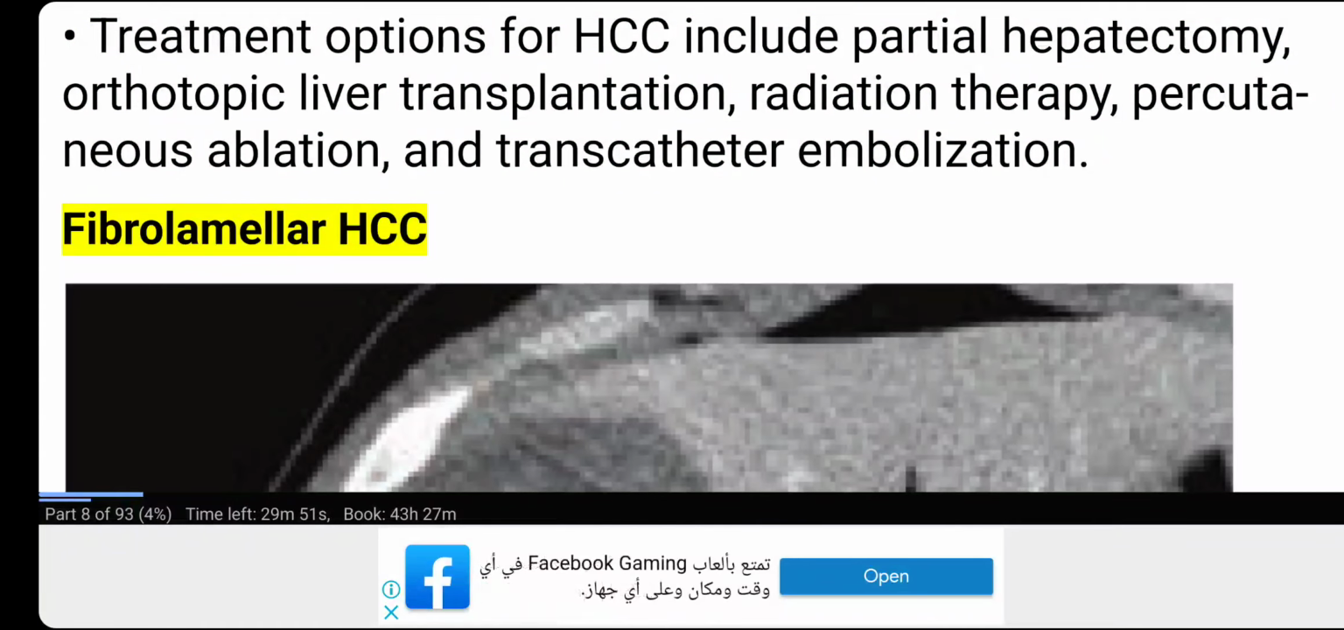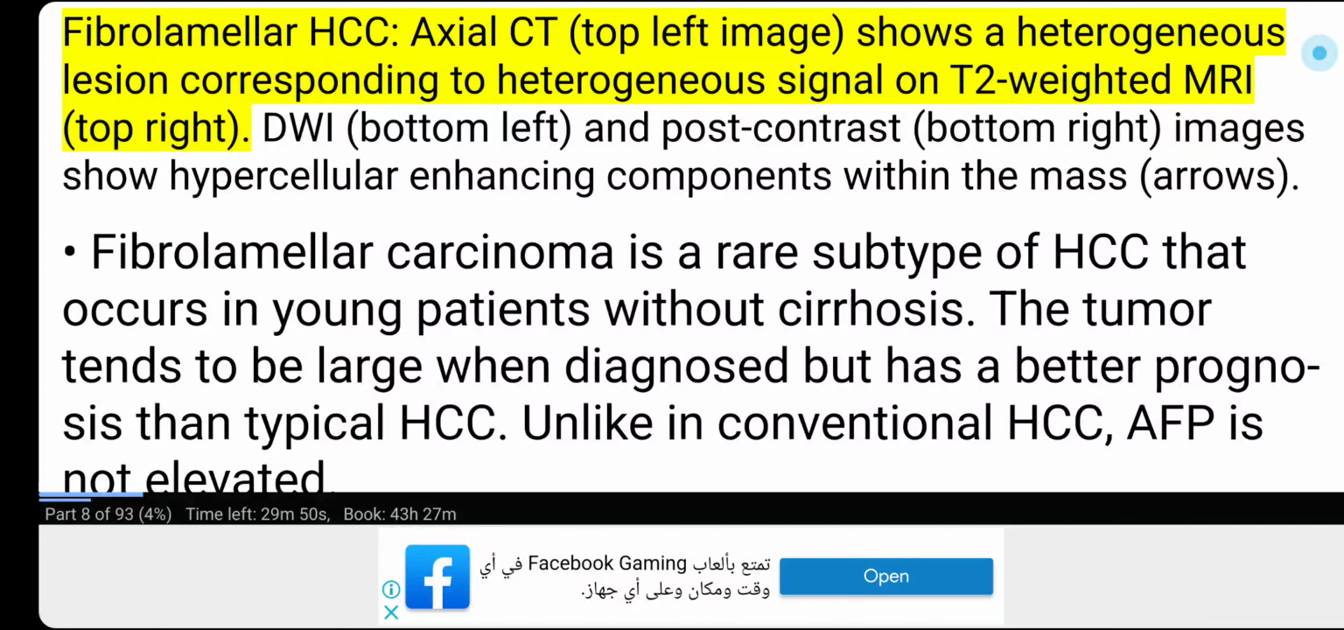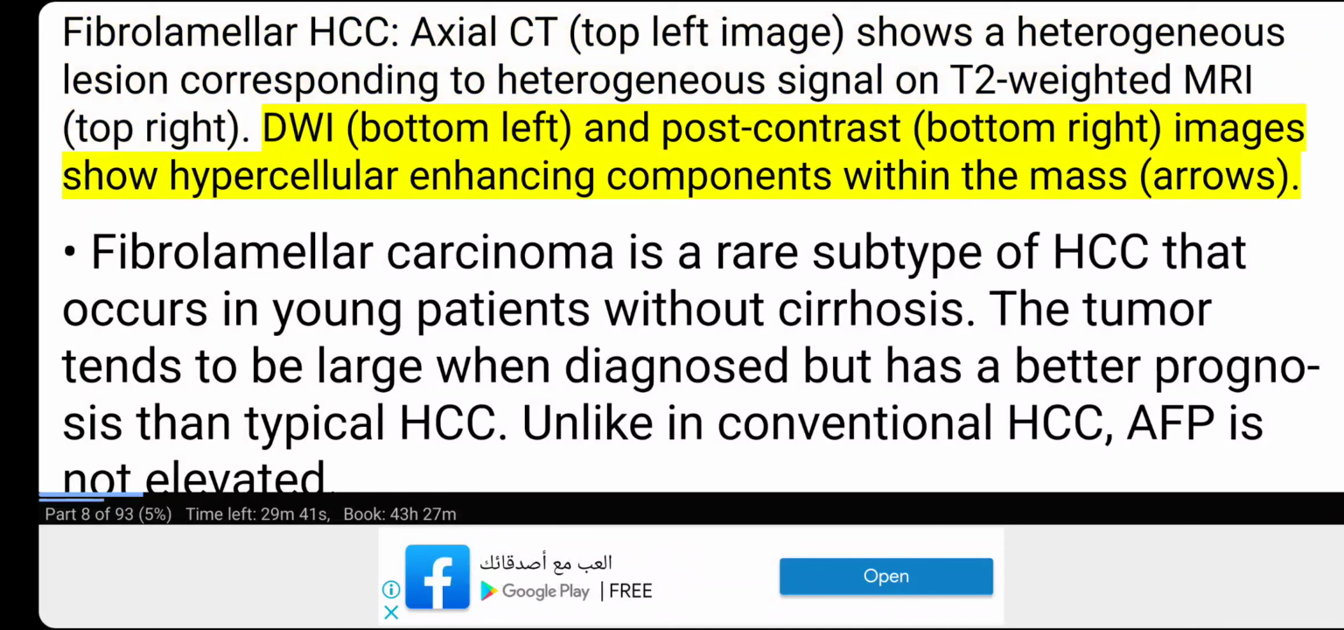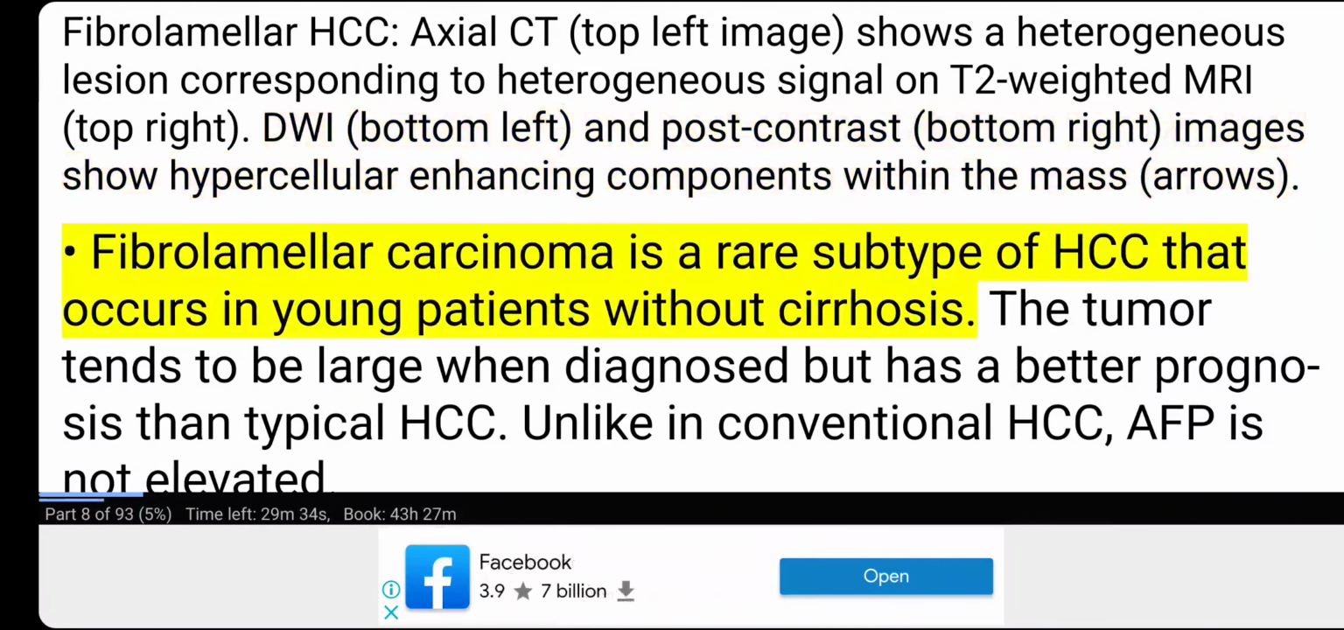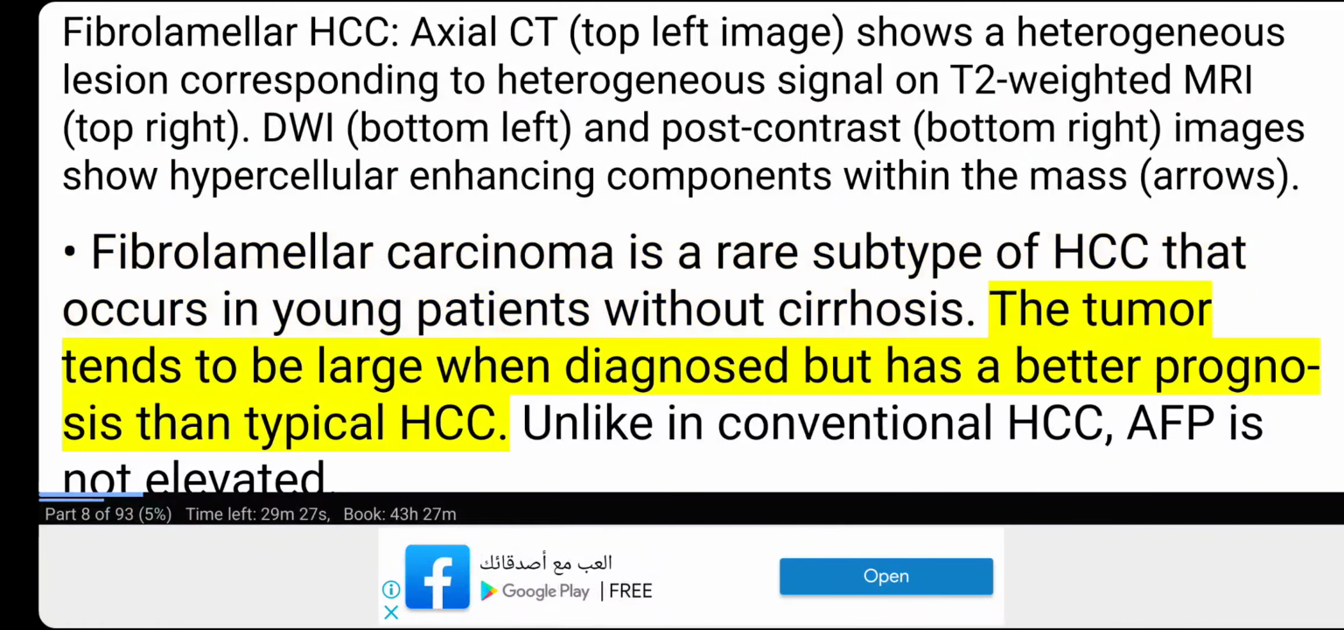Fibrolamellar HCC. Axial CT top left image shows a heterogeneous lesion corresponding to heterogeneous signal on T2 weighted MRI top right. DWI bottom left and post-contrast bottom right images show hypercellular enhancing components within the mass, arrows. Fibrolamellar carcinoma is a rare subtype of HCC that occurs in young patients without cirrhosis. The tumor tends to be large when diagnosed but has a better prognosis than typical HCC.